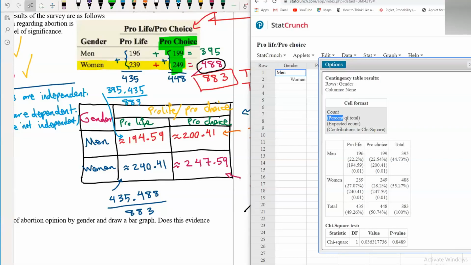So the first one, and this is for percent of total. These numbers 22.2, this is 22.54. What you need in this case is expected count, second row. For the first one it is 194.59, which is exactly the same as what they have here by hand. For women and pro-life it is 240.41. Again, same thing. For men and pro-choice it is 200.41. Again, same. For women pro-choice it is 247.59. So again, it's the same answer.